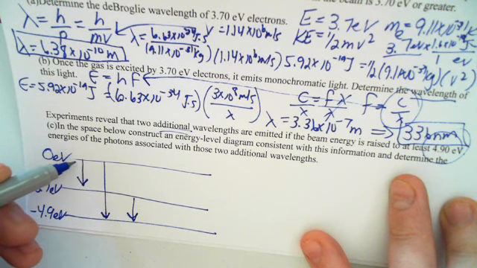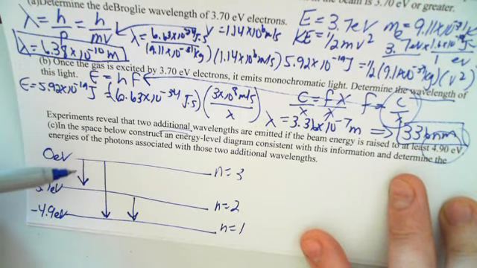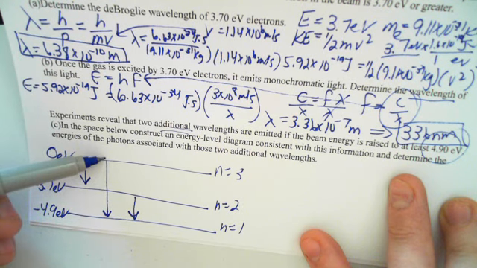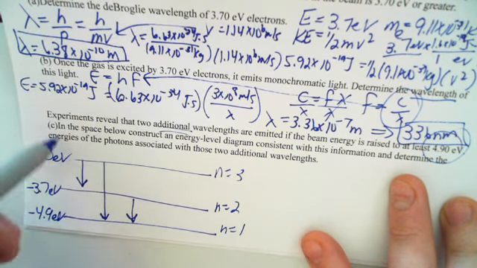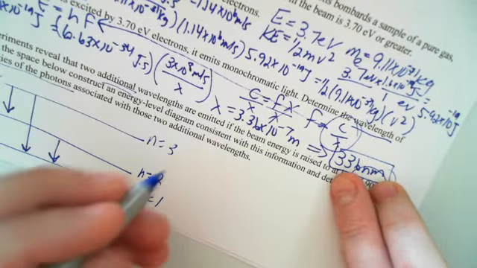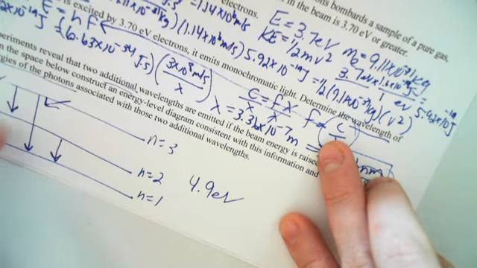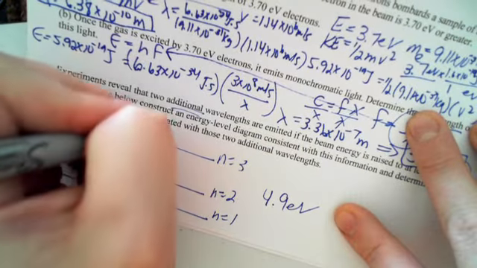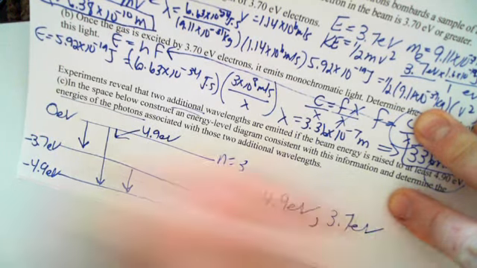So if we have electrons that go from, let's say, n equal to 3, then if an electron moves, it can only move this whole discrete amount, or this discrete amount right here. And it wants you to determine the energies of the photons for these levels. Well, we already know one of them is going to be 4.9 electron volts, this one right here, 0 to 4.9. We already know one of them is going to be 3.7, from here to here.